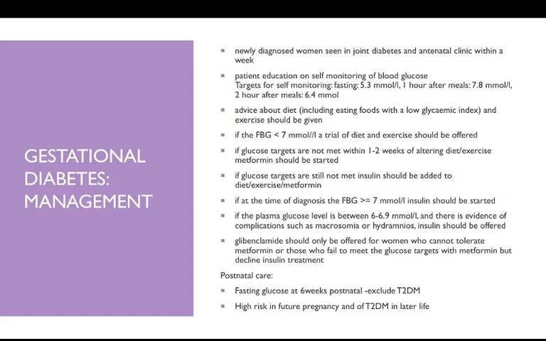Okay, and so in terms of postnatal care for women with GDM, fasting glucose at 6 weeks postnatally is required to exclude type 2 diabetes. And it's important to note that women who have had GDM are at high risk of developing type 2 diabetes later in life, and also at high risk of having GDM in a future pregnancy.